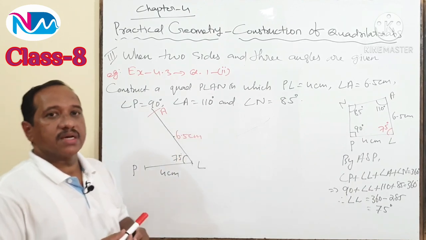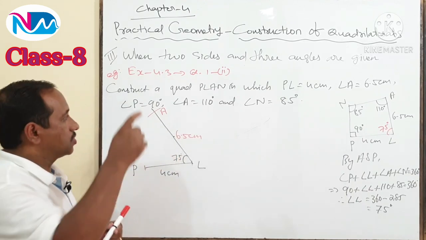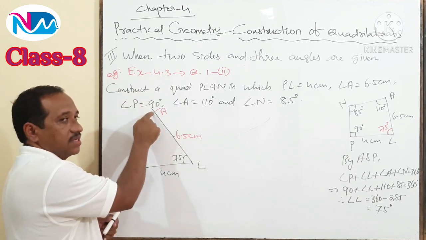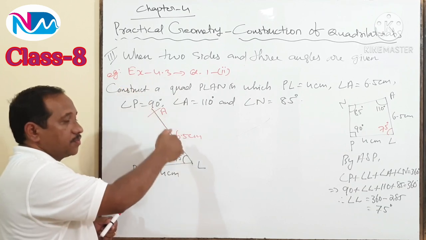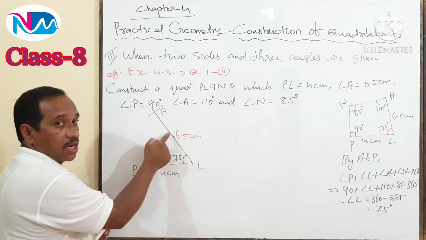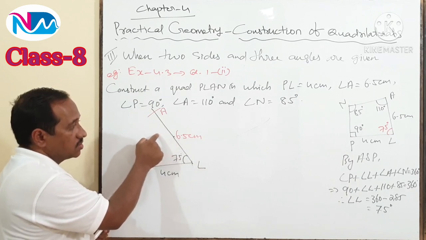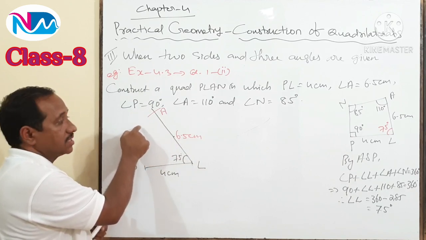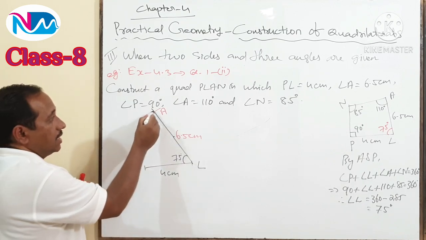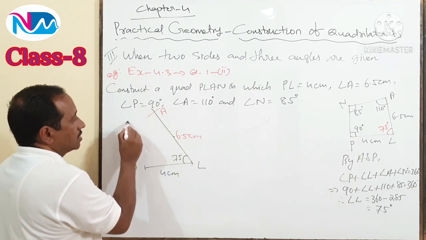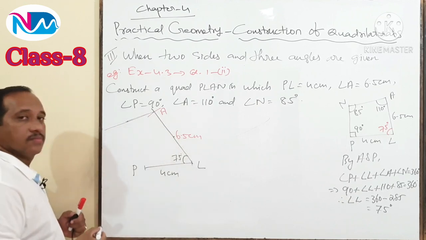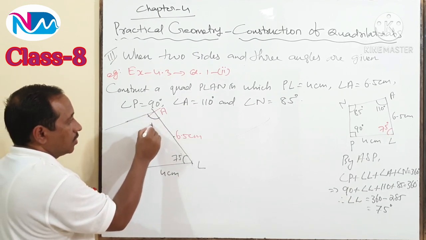This angle also can be constructed by using a protractor. Keep the protractor at A. The center of the protractor must be at the vertex A, and the baseline of the protractor should coincide with the side LA. You start counting from here: 0, 10, 20, 30, 40, 50, 60, 70, 80, 90, 100 and 110. That means at A, you will mark 110 degrees and draw an arc. So, this will be 110 degrees.